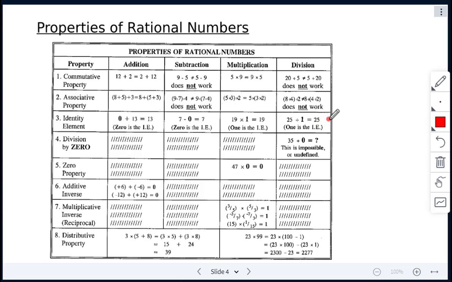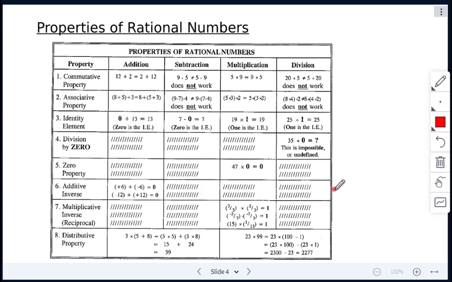Same thing with division. If you're dividing by 1, your answer is still the first number there. So 25 divided by 1, the answer is still 25. Note that anytime you divide by 0, it's undefined. Any number divided by 0 is impossible, and you would just write there undefined. Zero property, anytime you multiply by 0, the answer is always 0.